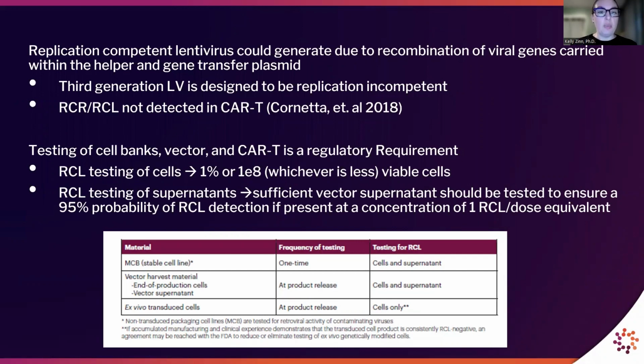Along the line of special safety considerations that are particular to lentiviral vectors is replication competent viruses. So replication competent lentivirus could develop at any step during the manufacturing of lentiviral vector and during the expansion of ex vivo transduced cells in culture. And this could happen theoretically due to recombination of viral genes carried within the helper and the transfer plasmids.